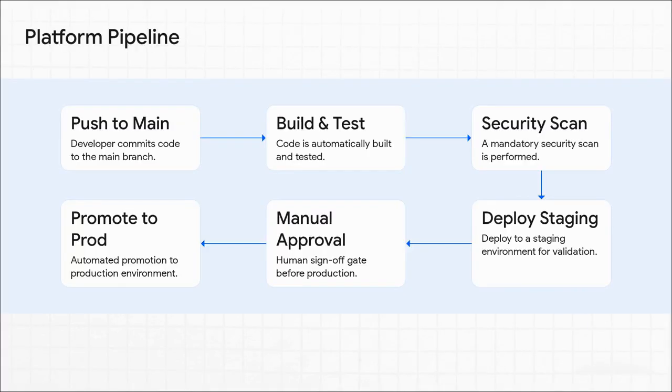So let's walk through this golden path. It all kicks off the moment a developer pushes code to the main branch. That one action triggers the entire automated sequence. First, the code is built and tested, just to make sure it works as expected. Next up, it goes through a mandatory security scan. This is a non-negotiable step to catch vulnerabilities early. If it passes, it gets deployed to a staging environment for that final validation. And before it goes live, there's a crucial manual approval gate, making sure there's human oversight. Only then is it automatically promoted to production. What you get is a process that is simple, repeatable, and secure by default.